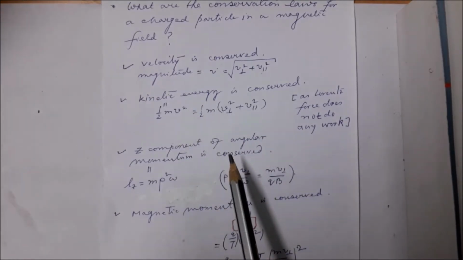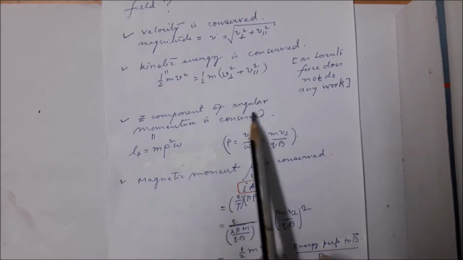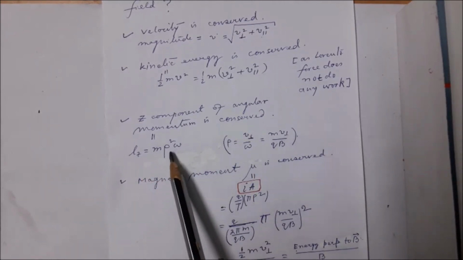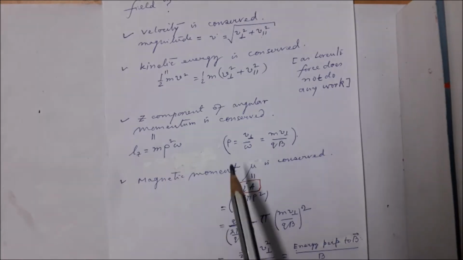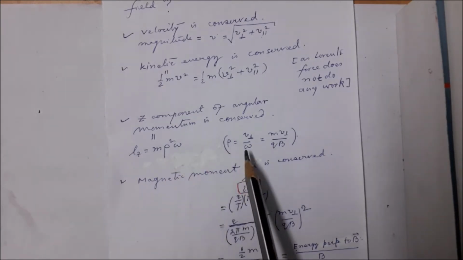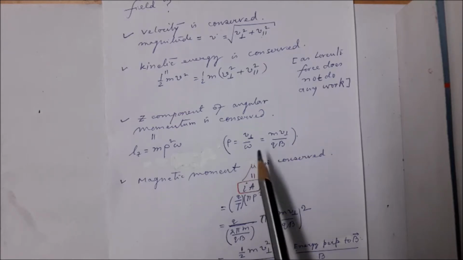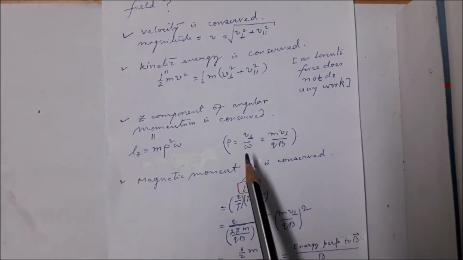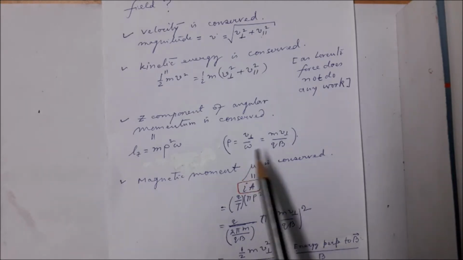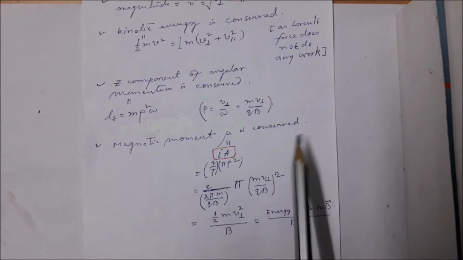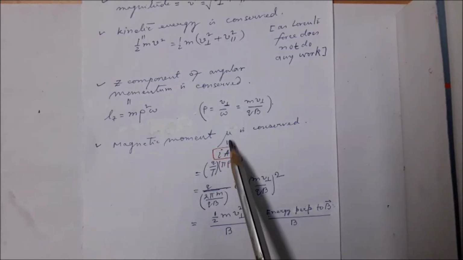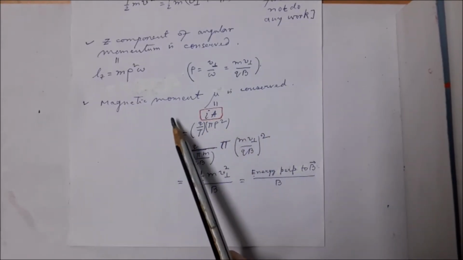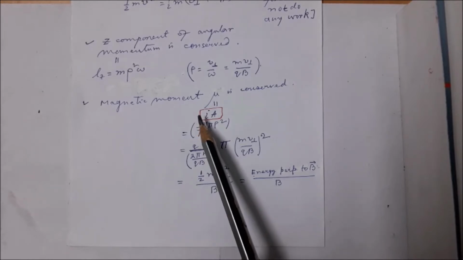Some other things are also conserved. The z component of angular momentum, call it Lz, which is m rho square omega, is conserved. Rho being the radius of the circle which the charged particle follows upon non-parallel entry into a constant magnetic field, and is given by this expression. Magnetic moment, denoted by mu, is also conserved. We will define magnetic moment in the lecture on multipole expansion.